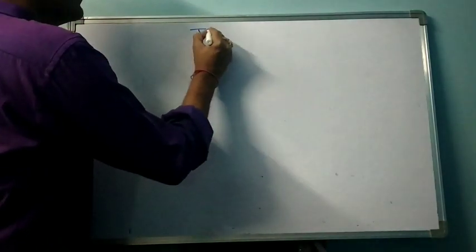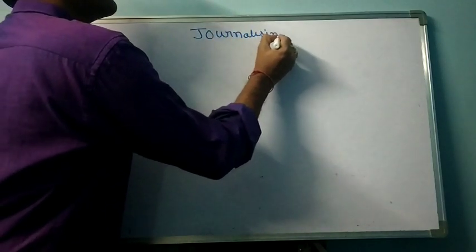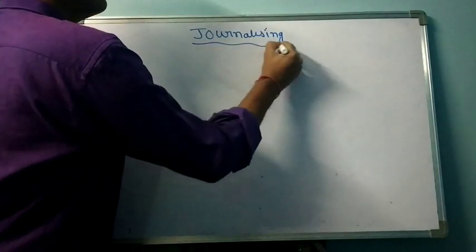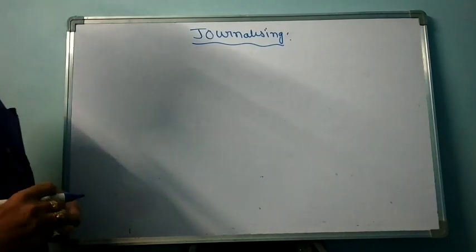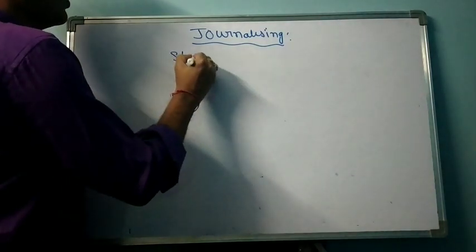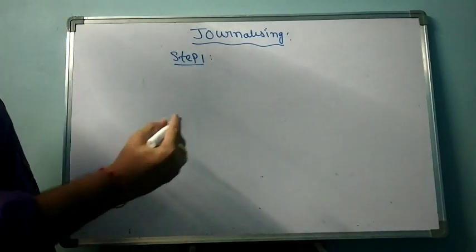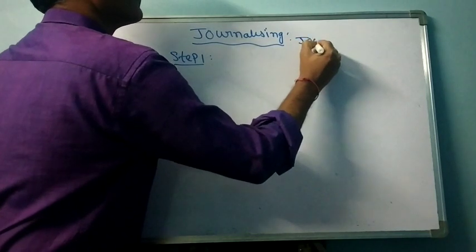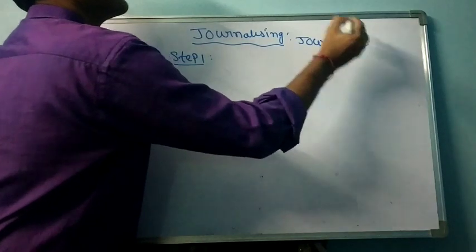Today we are going to discuss the process of journalizing. What do you mean by journalizing? Journalizing is recording the transaction in a book called journal. That process is known as journalizing. We have to follow various steps to record the transaction in a book called journal. What are the steps that need to be followed at the time of recording the transaction? Recording the transaction in the book called journal is known as journal entry.